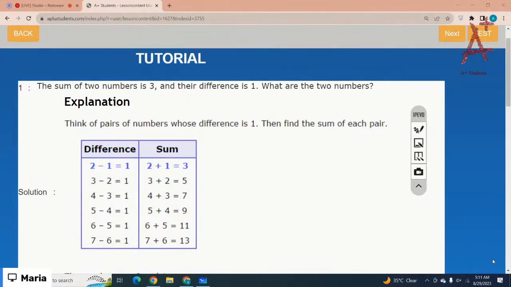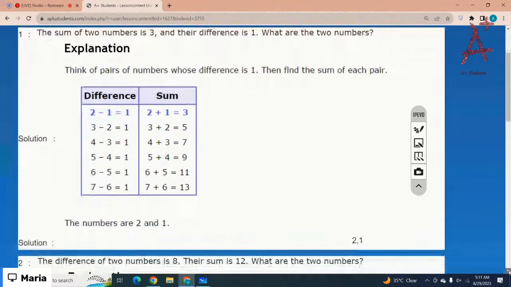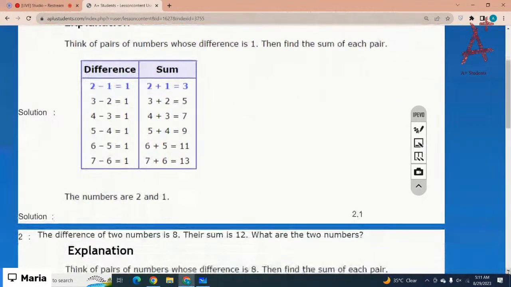Okay, the next one is the difference of two numbers is 8 and their sum is 12. What are the two numbers? Now you have to think of the two numbers. When you add them, the answer is 12, and when you subtract them, the answer is 8. So, which is the correct option? Let's just do this on both.